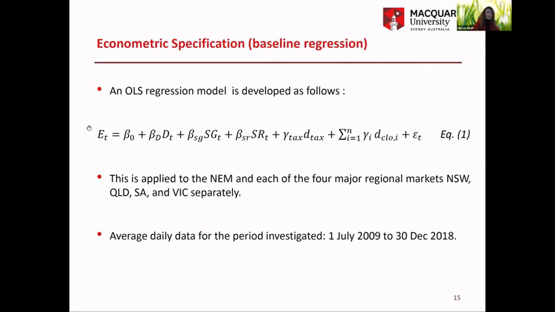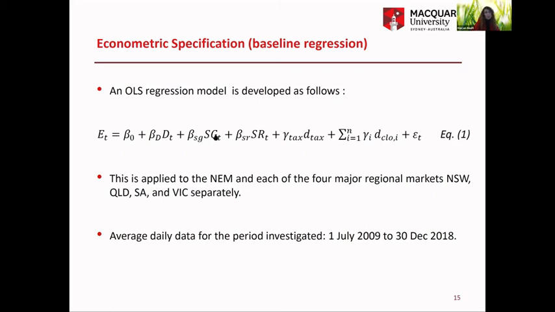Here we have emission intensity, the average emission intensity. Literature shows the impact of demand on emission intensity, but there are mixed results about that. Some empirical studies show a positive relationship between demand and emission intensity, some show negative, and some studies show no relation. That's why we wanted to see what we can find here in Australia.